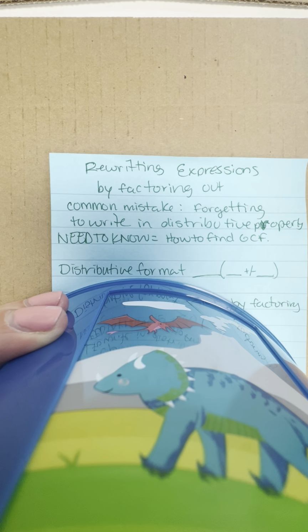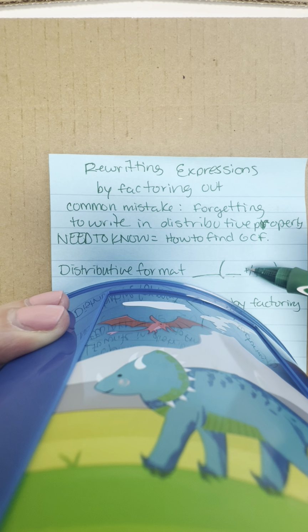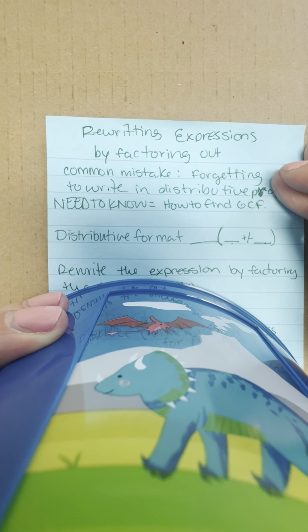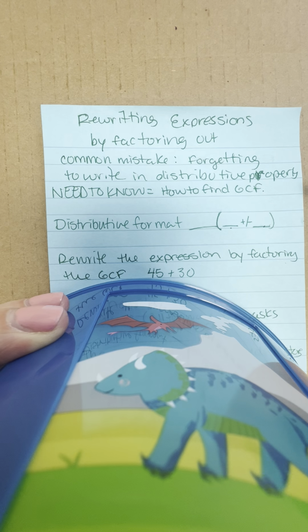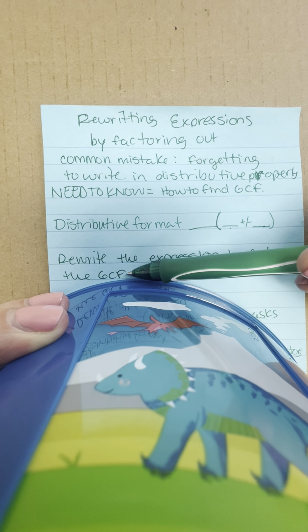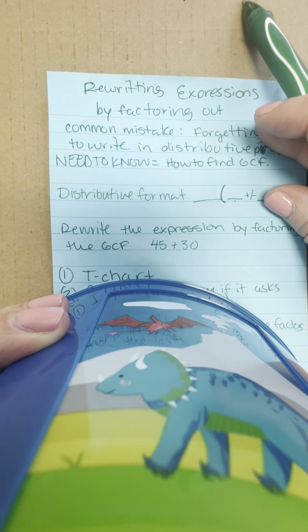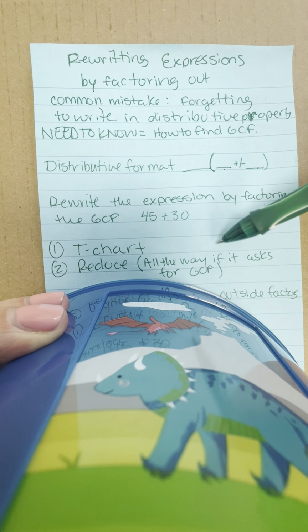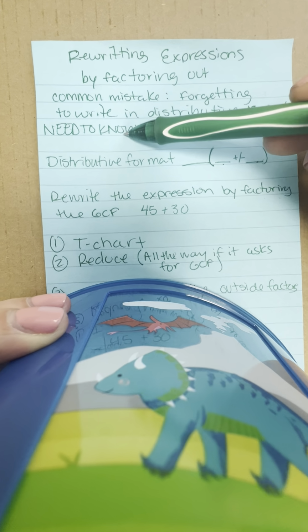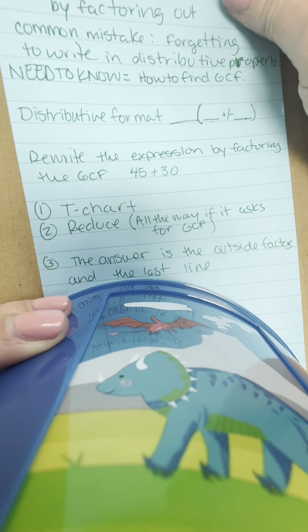All right, so distributive format is there's a number, a parentheses with no sign here, a number, a plus or minus sign, and another number. There could be more numbers as well. So rewrite the expression by factoring the GCF. Now, very important, sometimes they'll ask you to factor the GCF. Sometimes they'll just say by factoring. Keep that in mind. Steps, you create a T-chart. Step 2, reduce all the way if it asks for GCF. And step 3, the answer is the outside factor and the last line.